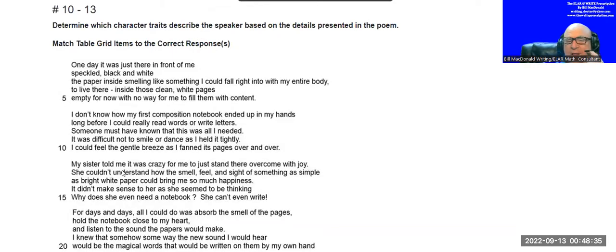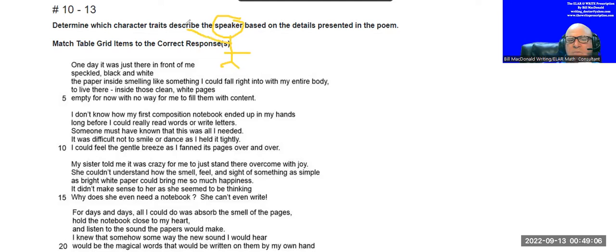And finally, we will look at our last question. The last type is a match grid response. Determine which character traits describe the speaker based on the details presented in the poem. So, who was our subject? Something that you might do is double check who our subject is and then ask, what about them? What is their character?